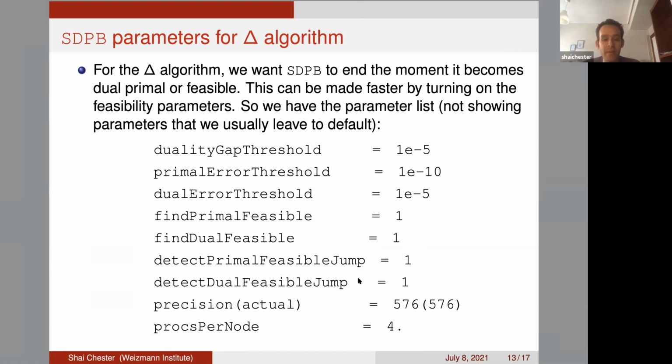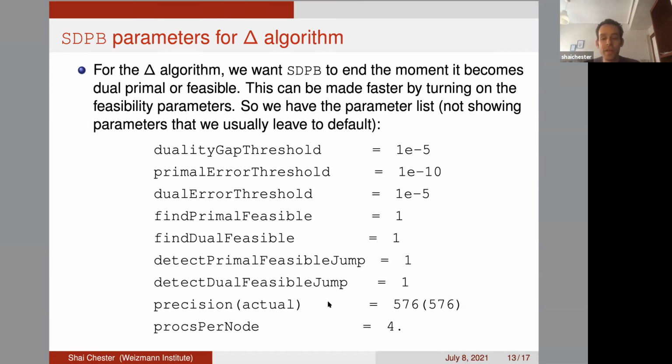The way SDPB is written, you're changing the y's step by step. If a certain step is very big in a certain way, which is called a jump, then it implies that you will never be able to find either a primal or a dual feasible point. This just makes it faster, because instead of having to run many steps until you literally find a primal feasible or dual feasible point, when these jumps occur, the code just knows that you will never find one, and so you can terminate immediately.